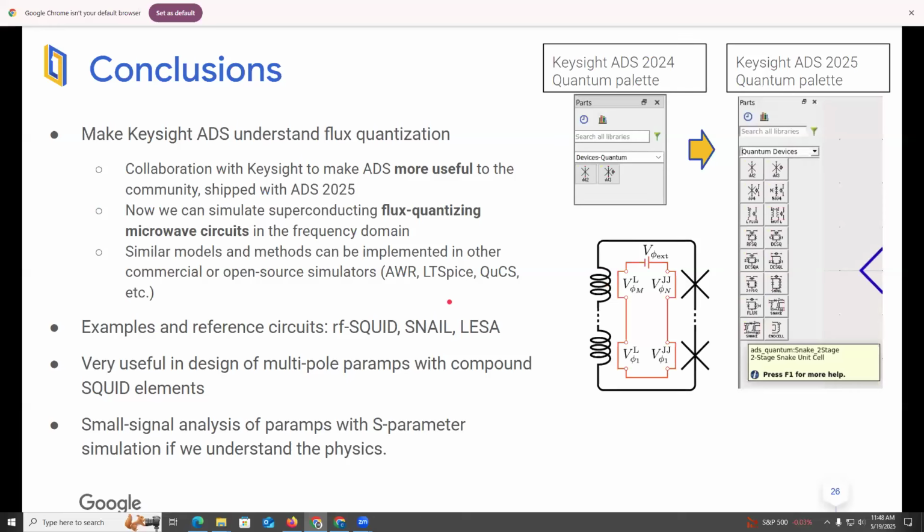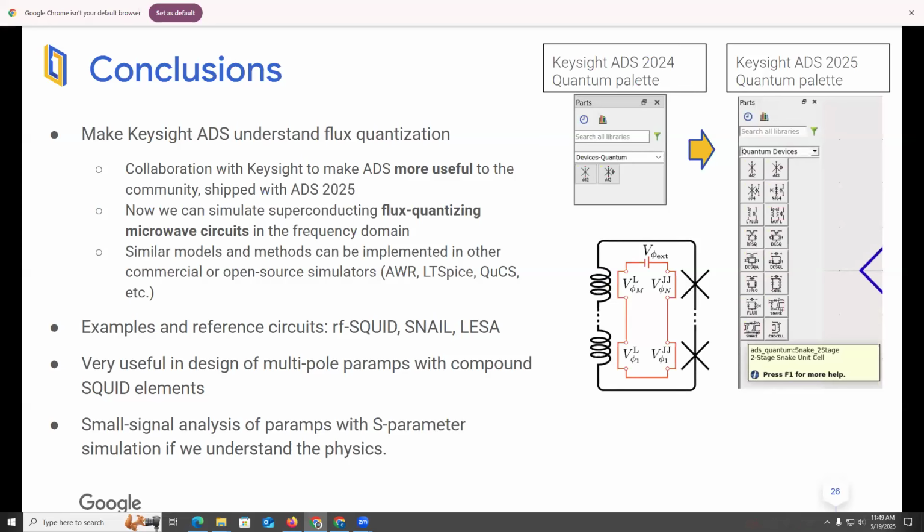We made Keysight ADS understand flux quantization. We can simulate flux quantizing superconducting circuits, and that is really useful for more complicated circuits than just ones that have like 1 or 2 junctions. When you want to simulate stuff like a SNAIL array or one of our parametric amplifiers, you really want to have the simulator do it for you. You don't want to do a lot of math all the time, right?